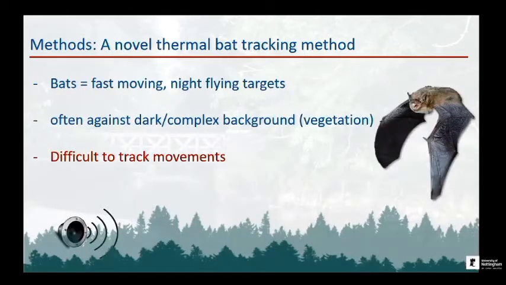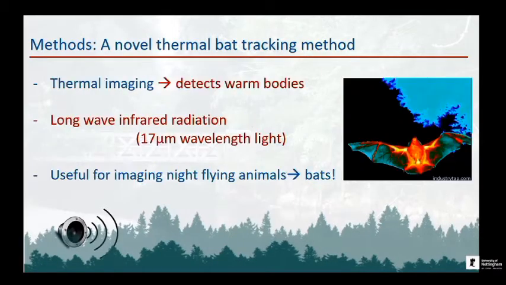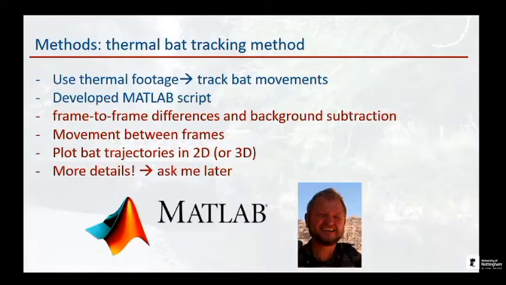So bats are fast-moving, night-flying targets, and they're often very difficult to visualize against a complex black background or vegetation. And so using something like thermal imaging really helps us to detect these bats against a much more contrasting, colder background, because bats produce long-wave radiation like any warm bodies, and therefore thermal imaging is really useful for imaging these night-flying animals and answering questions such as my PhD.